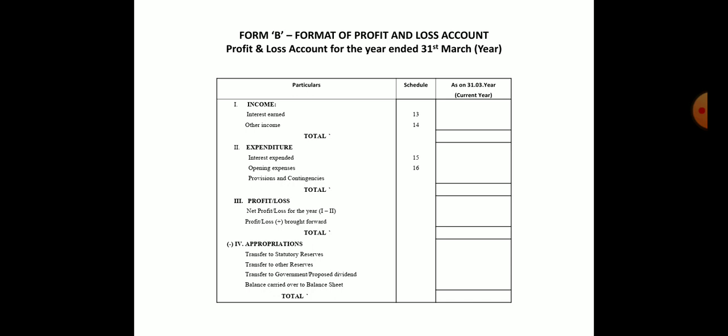Appropriations are basically the distribution of profit, where we transfer some amount to the statutory reserves, some amount to the other reserves, transfer to the government or proposed dividend, and the balance carried forward to the balance sheet. As we have studied in the previous format, in the balance sheet there is a balance of profit and loss account. That balance carried forward goes to the balance sheet. So we'll study the schedules one by one in detail.